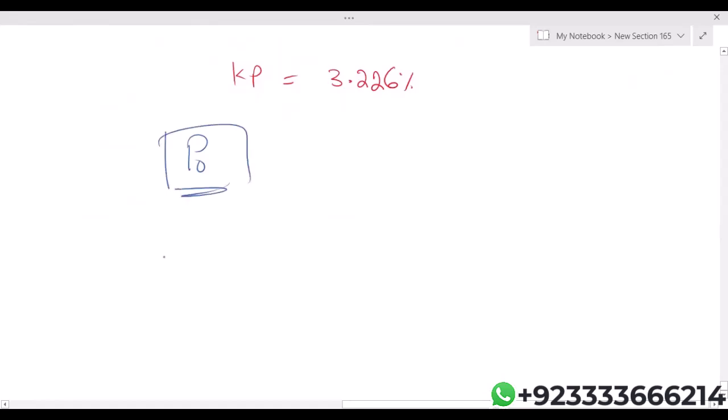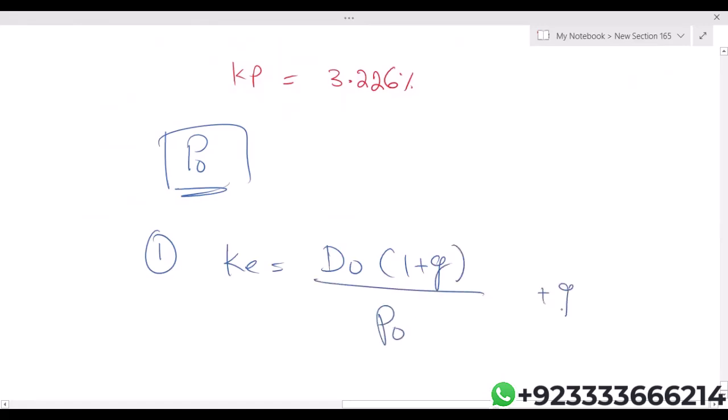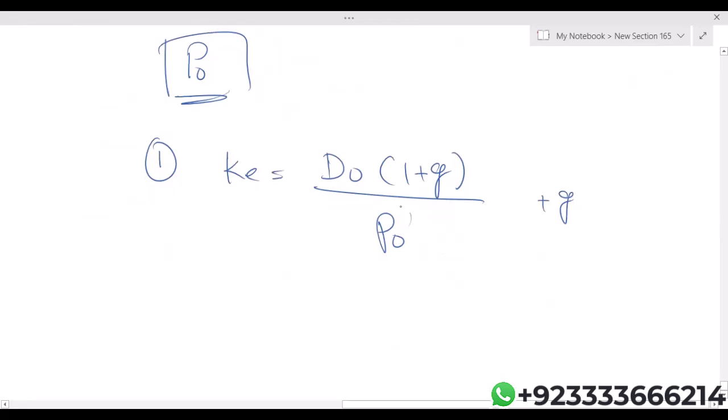I want to tell you one thing. Number one, dividend valuation model: K is equal to D naught (1 plus g) upon P naught plus g. Keep watching. This P naught is the current ordinary share price ex-div.